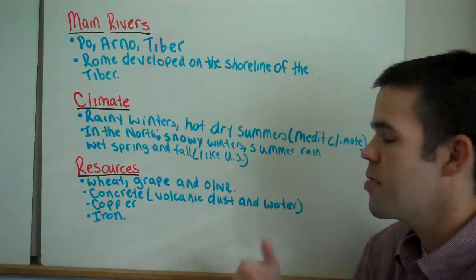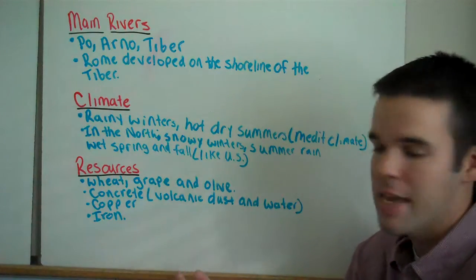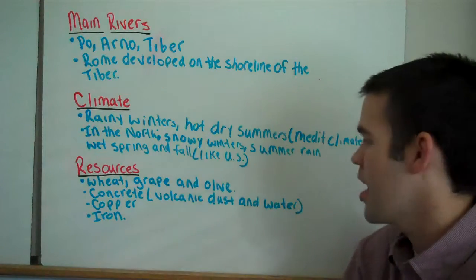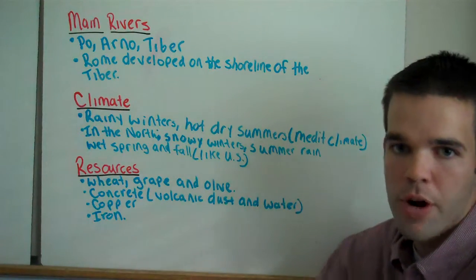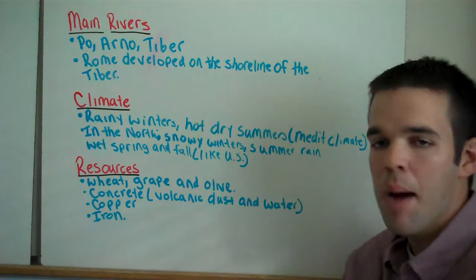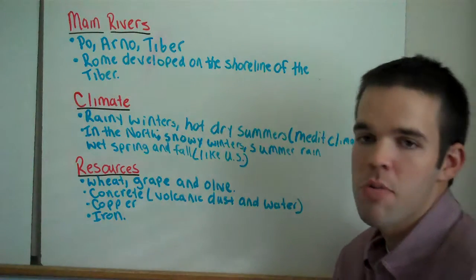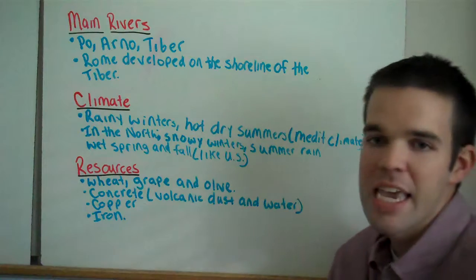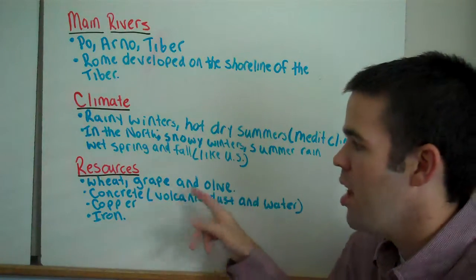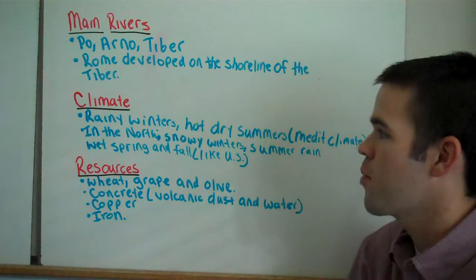Now, how they made concrete in Italy, they took the volcanic ash that flowed down from the volcanoes and they mixed it with the water. And that is how they made concrete in Italy. You also have copper and iron that are 2 other resources that were prominent in Italy. But the 4 main ones were wheat, grapes, olives, and concrete. Those were the 4 main ones.